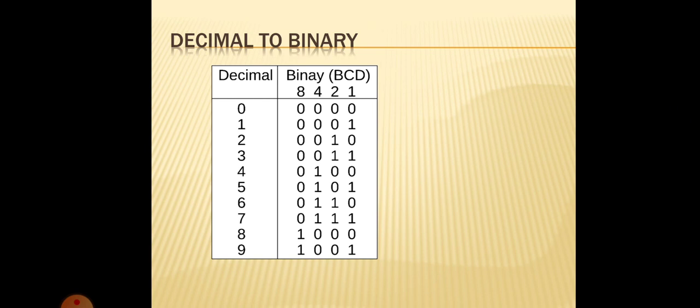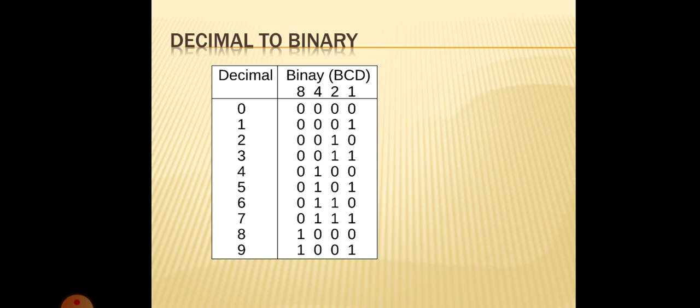Means if the last bit is 1, then the number will be 1. So from this table, let us see one by one. Decimal number 0 is represented as 0000. Then decimal number 1: we place 1 at the place of 1, from 8, 4, 2, 1. Then the next number is 2, which is represented as 0010. Decimal 3 is 0011, decimal 4 is 0100, and decimal 5 is 0101.